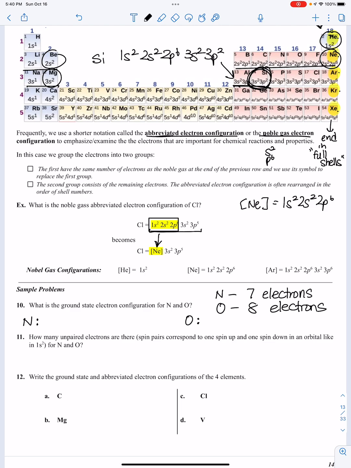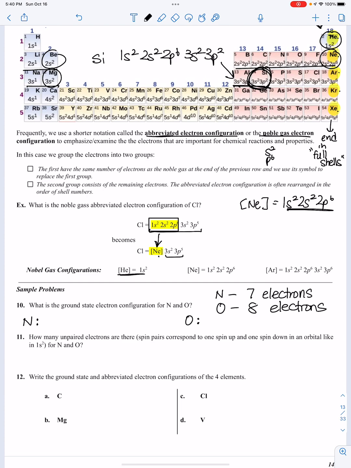So here would be the noble gas configuration for chlorine. It would be neon in brackets because the beginning of this electron configuration is the same here. And then end with whatever's remaining, 3s2, 3p5. I'll do another one just for simplicity.